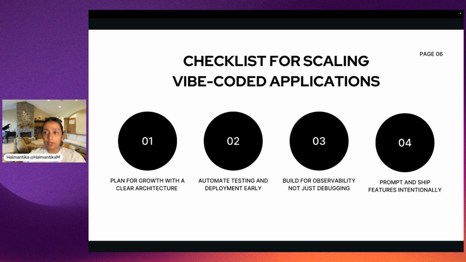So, we are almost coming to the close of this presentation. Here are some checklists that I have for scaling your vibe coded applications. The first one is plan for growth with a clear architecture. Like I mentioned, go to Excalidraw or any drawing tool, it can be Canva or even Figma, and just with a few boxes and lines, draw your vision. Have a vision of why you're doing it, how you expect it to grow, or maybe write some features that you want to have in v1.